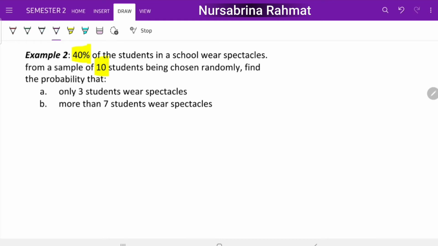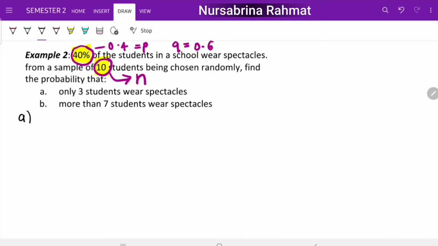Okay, so from here, number 10 is actually referring to your n, and 40% or 0.4 is referring to your p. So it means your p is students wearing spectacles, and your q is students that do not wear spectacles. So q equals 1 minus p, so 0.6. Okay, now let's try to answer question A.